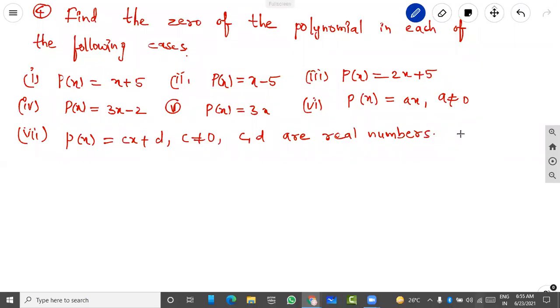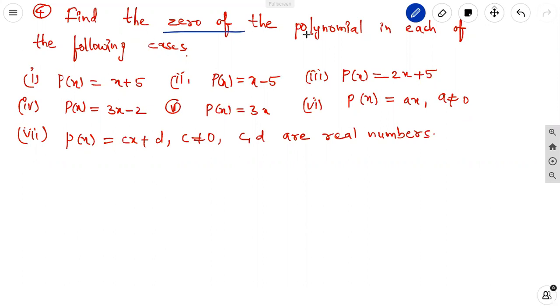The last question in this exercise, fourth one: find the zero of the polynomial in each of the following cases. First one, p of x equal to x plus 5. Second one, p of x equal to x minus 5. Third one, p of x equal to 2x plus 5. Fourth one, p of x equal to 3x minus 2. Fifth one, p of x equal to 3x. Sixth, p of x equal to ax.